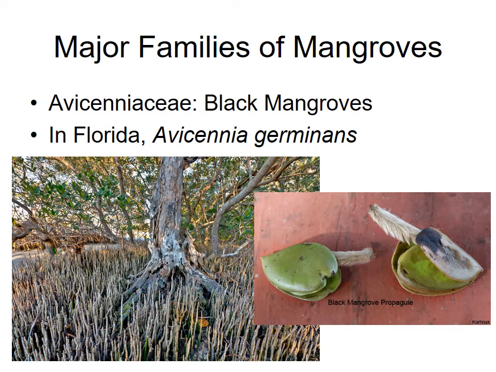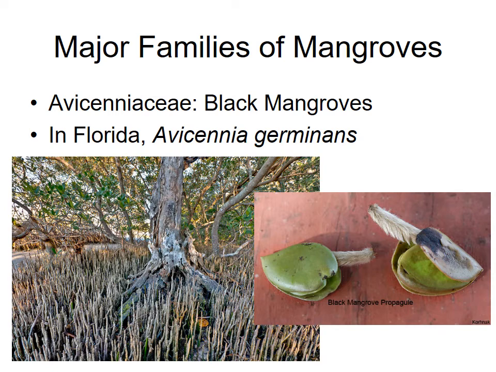Okay, so this is a little more information about the black mangrove. I'm going to talk about the three major species of mangroves that we have in Florida. There's a fourth species that some people consider a mangrove, and that's the buttonwood, but I'm just not going to talk about that one. All right, so the three main species that we have in Florida are actually in three different families and three different genera.